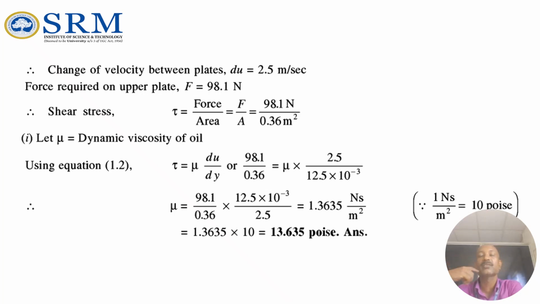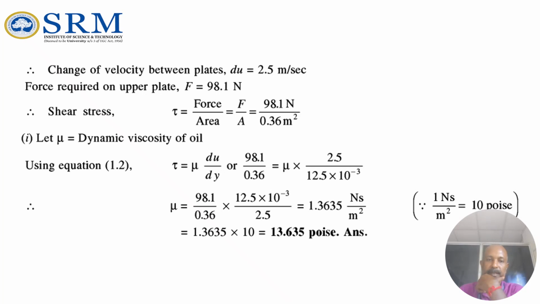So shear stress is calculated as force per unit area. Force 98.1 and the area equals 0.36. So you get the shear stress value. How much is the shear stress? Approximately 272.5, so you get the value in Newton per meter square.